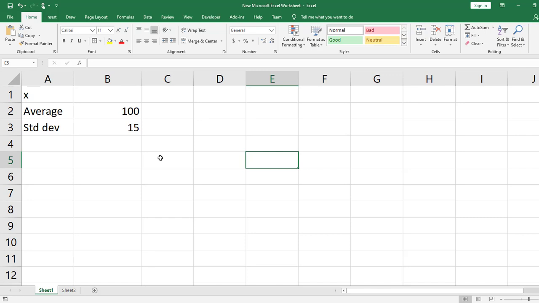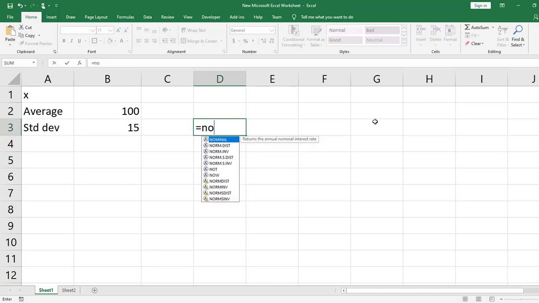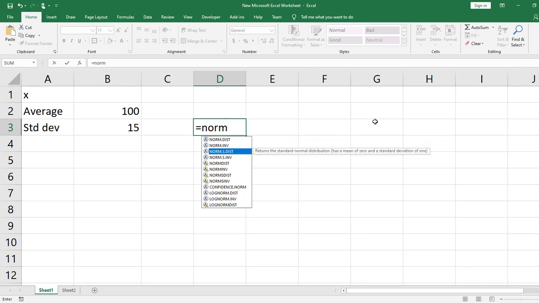And that approach is built into Excel, and it is called NORM.DIST. If I type in equals NORM.DIST, you actually see I have 4 options here: NORM.DIST, NORM.INV, NORM.S.DIST, and NORM.S.INV. The S in the middle just stands for standard normal distribution, a mean of 0 and a standard deviation of 1. We're going to use that later.